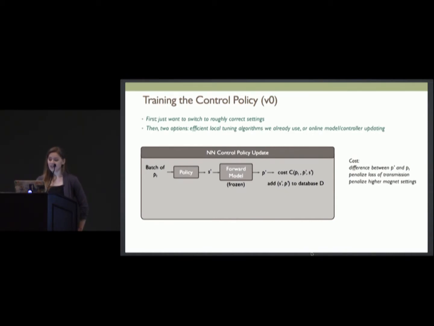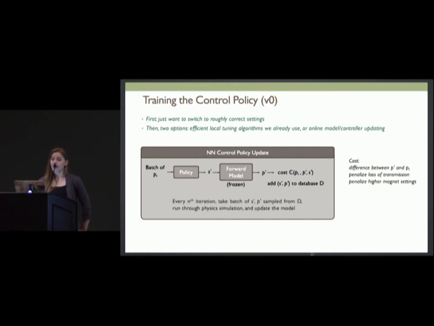And on top of that, in general, that's the first thing that we care about: are you actually getting the beam through the accelerator completely? And we also penalized higher magnet settings, the idea being that if you can find a solution that works sufficiently well with sending the least amount of current to the magnets, that's reducing your operating cost a little bit.